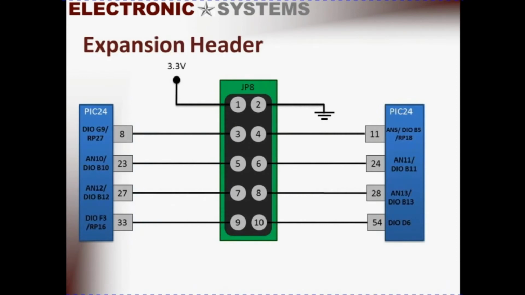This slide is the expansion headers on the Nesi board. JP8 is the general purpose expansion header interface. This allows you to connect external modules and peripherals, and also external sensors, for instance. On pin 1 is 3.3 volt power output, and on pin 2 is the ground reference. Pins 3 through 10 are connected to pins on the microcontroller. 8 of these pins are digital I/O, 5 of them are analog inputs, and 3 of them are connected to remappable peripherals. You can configure the function of each of the pins on the expansion header in software.